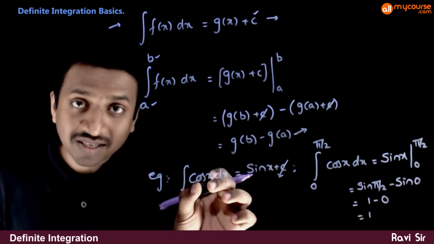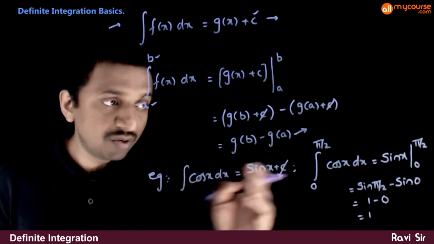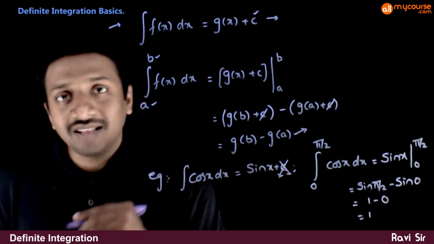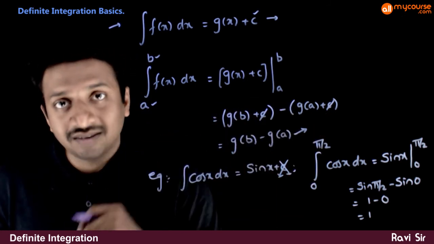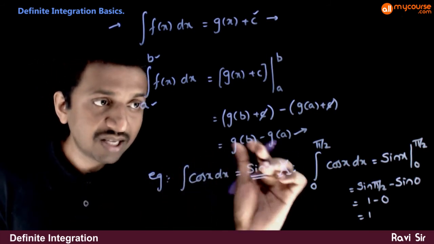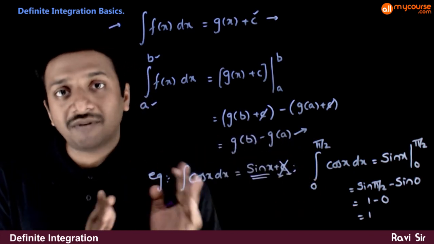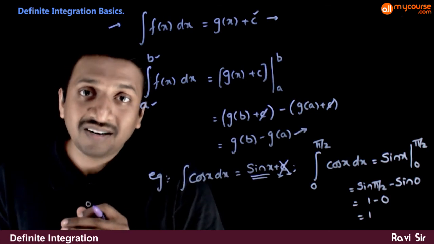Integration of cos x indefinite is equal to sin x plus c. So when you look at the definite integration, you don't need to take this arbitrary constant because anyway it's going to get cancelled. So you just need to take the function, substitute the upper limit and substitute the lower limit, and then subtract one from the other. So that will give you the answer for definite integration.